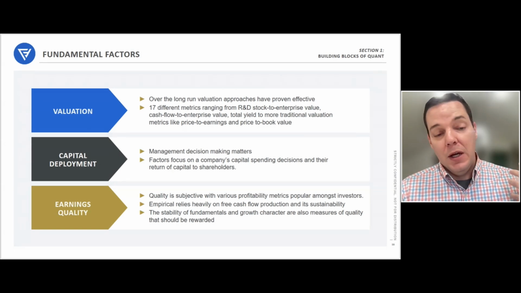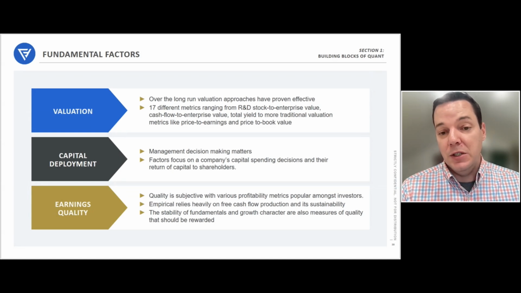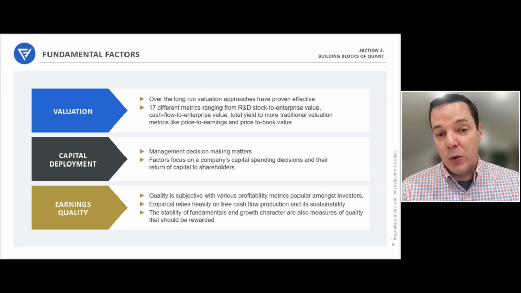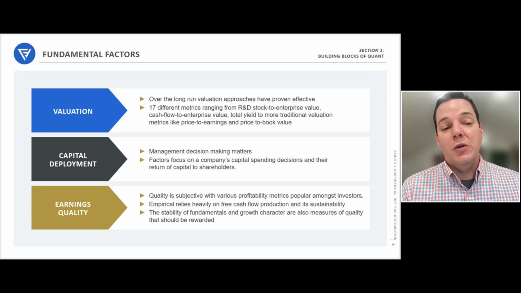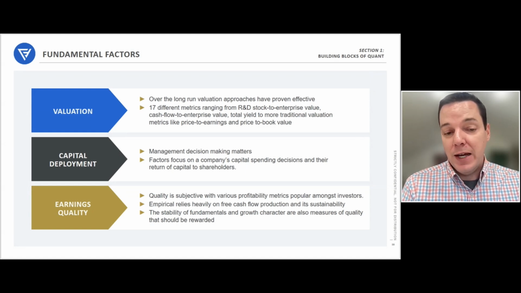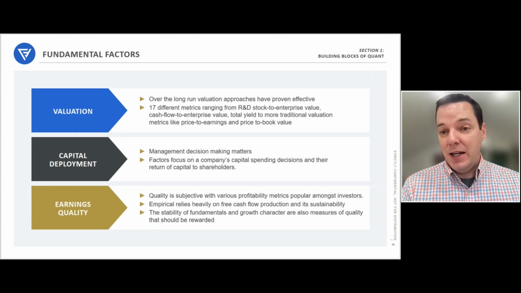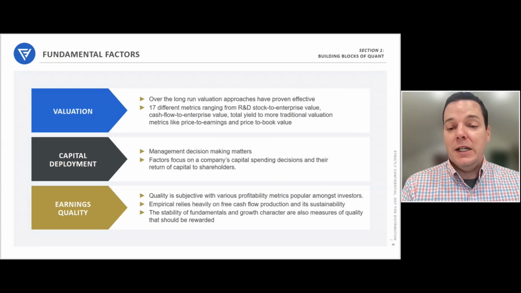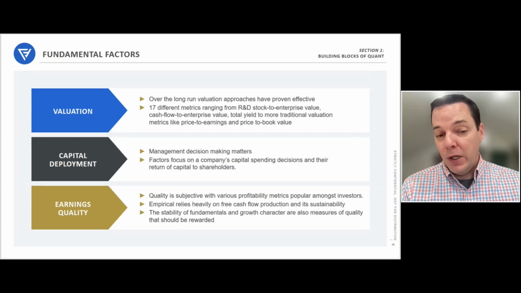For capital deployment, we talked about this is when decision making of a company ultimately comes into play. We focus a lot on capital spending decisions. We focus a lot on return of capital to shareholders, but we'll also analyze things like the M&A of a company, the changes in inventories for a particular company. So valuation and capital deployment tend to be a little bit more contrarian when it comes to their signal value. We're looking for companies that are kind of battening down the hatches. We're looking for companies that are going to have turnaround when it comes to cheap valuations. That's our view there. Earnings quality tends to be a little bit more growth oriented.